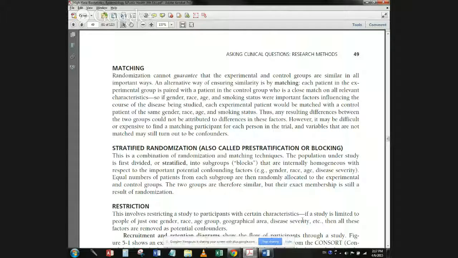However, it may be difficult or expensive to find a matching participant for each person in the trial, and variables that are not matched may still turn out to be confounders.